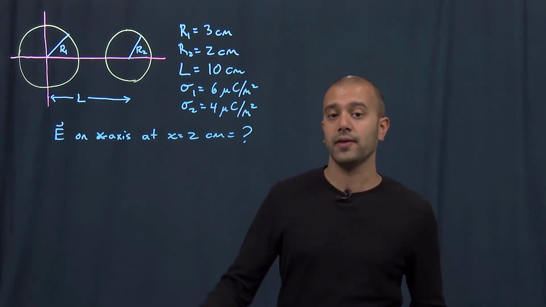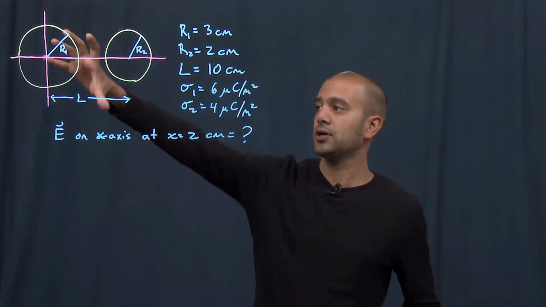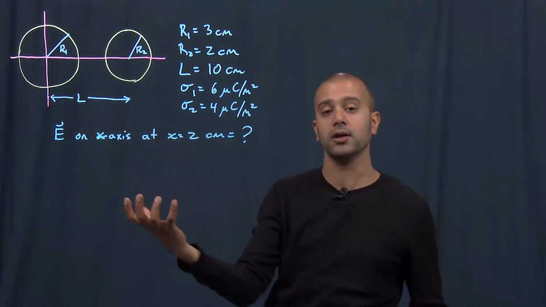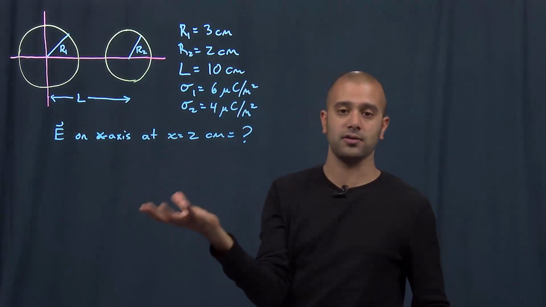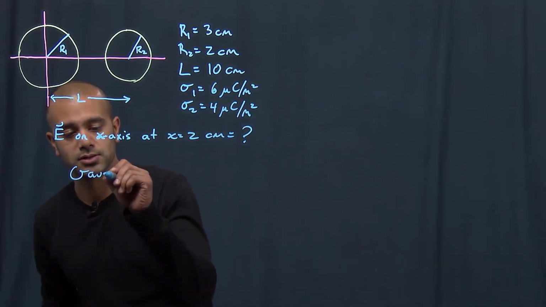In this problem, we're asked to find the electric field at a particular point on the x-axis. What we have are two spherically symmetric charge distributions, so we can imagine that because there is a lot of symmetry in the problem, hopefully we can exploit that along with Gauss's law to help us find the electric field. Let's just recall what Gauss's law states.